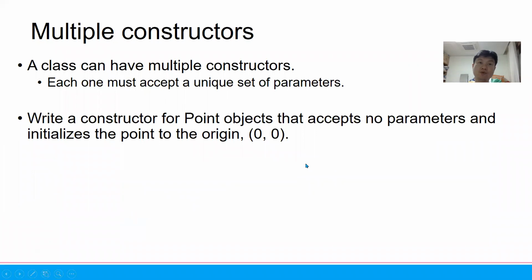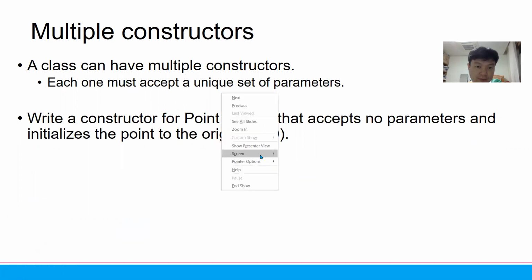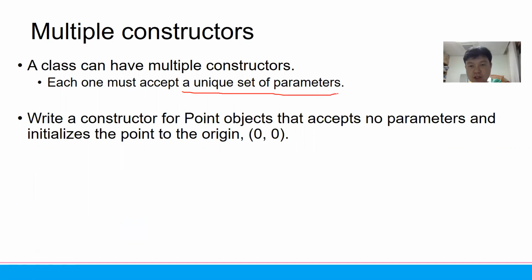How if we want to have multiple constructors? Multiple constructors means you have the constructor more than one. So a class can have multiple constructors, and each one must accept a unique set of parameters. Okay. Remember, this is the key point: a unique set of parameters. So when a constructor of Point objects accepts no parameters, it will initialize the point to the origin 0,0.